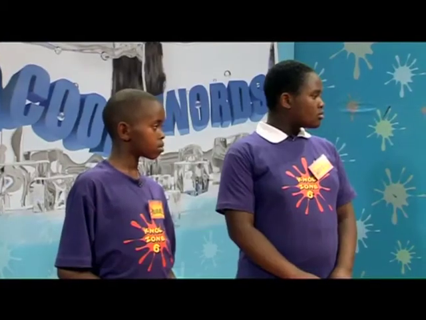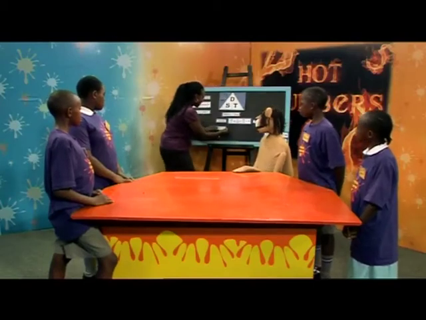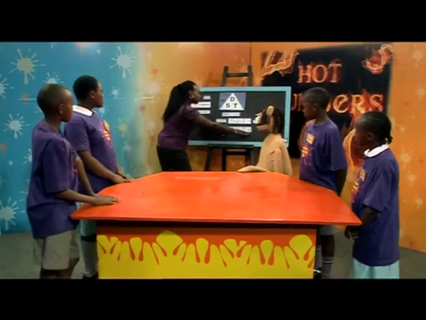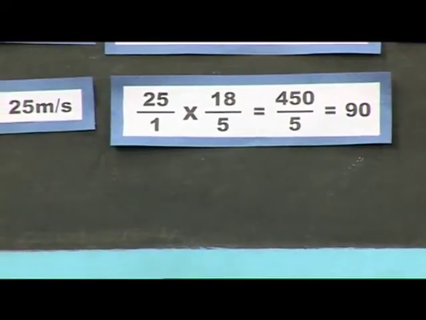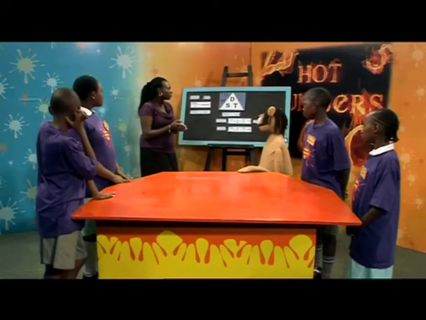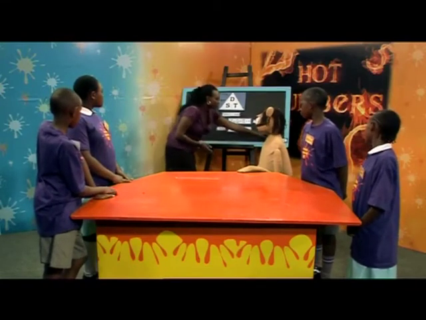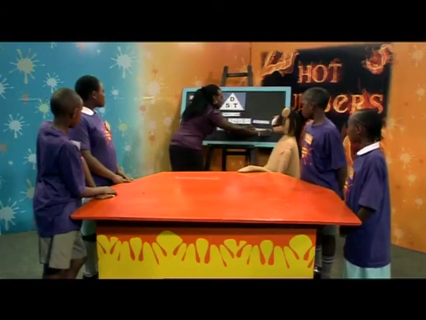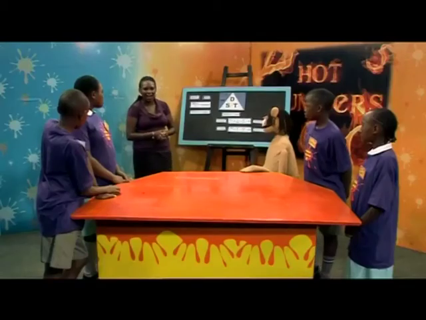Now let's look at another example. 25 meters per second is expressed as 25/1, which we multiply by 18/5, which gives us 450/5 equals 90. Therefore, we say that 25 meters per second is the same as 90 kilometers per hour.